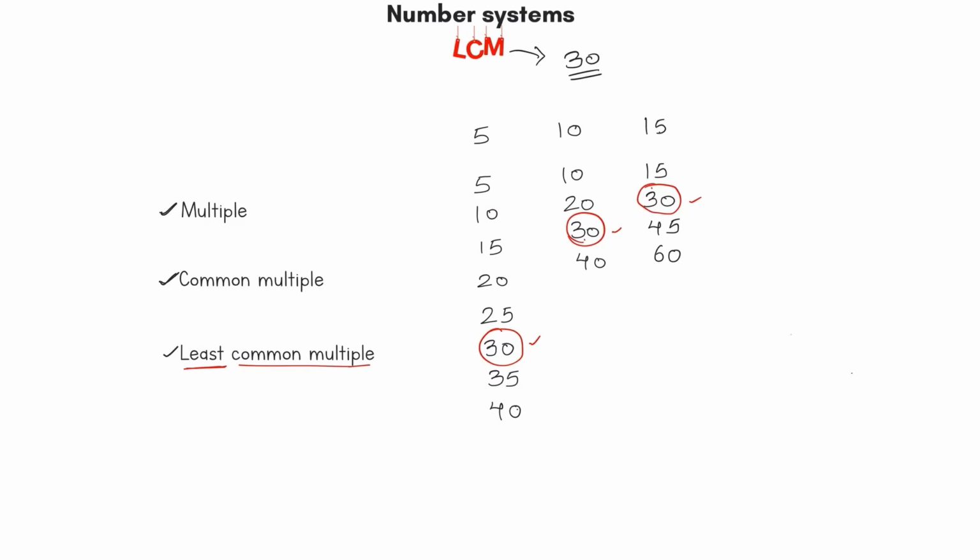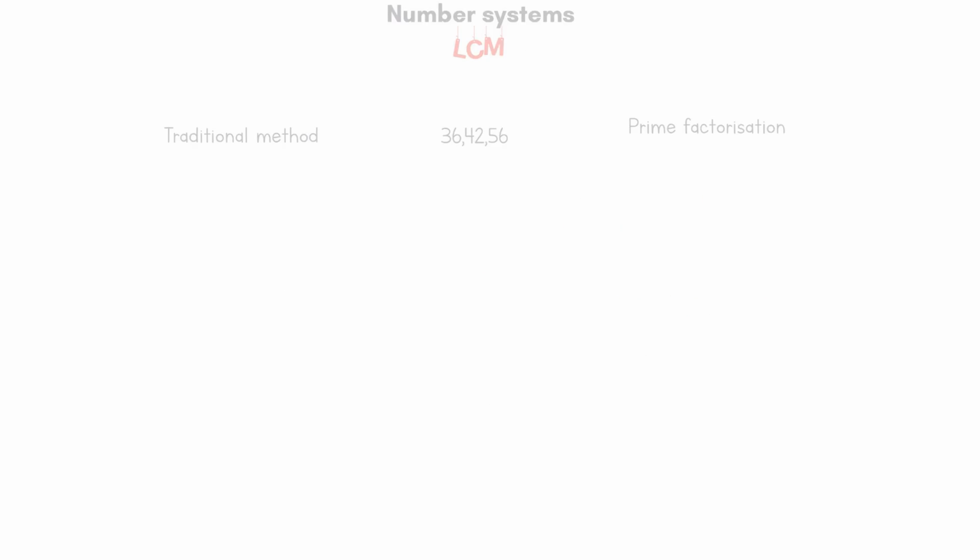Which is another multiple which will be common in them? After 30 it will be 60, then 90 and so on, going like that. But the least among them is 30 and that's why it is my LCM. So that is the basic concept that you're supposed to know about LCM. Now let us find out the ways in which I can find the LCM for 3 numbers.